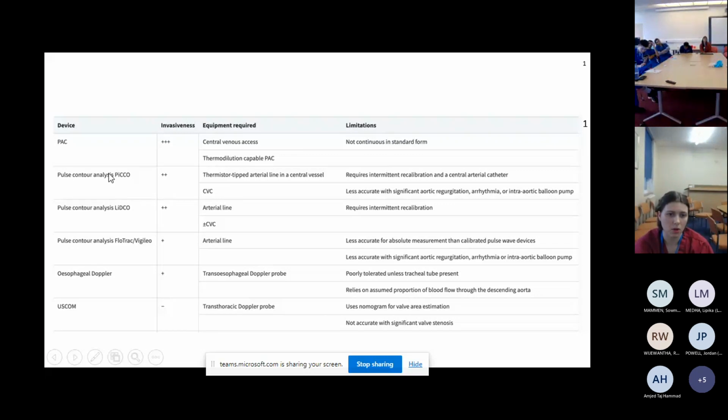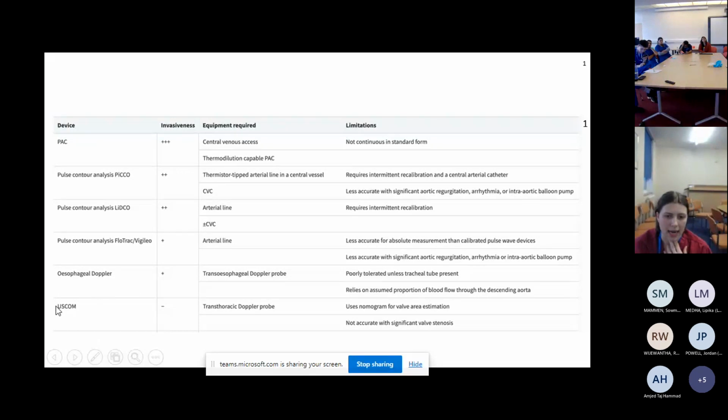Then we have our pulse contour analysis methods, ranging from most invasive to least invasive. These can provide continuous readings of the cardiac output, but require calibration, and are also subject to inaccuracy in things like aortic regurgitation and arrhythmias. And then with the FlowTrack, it was shown to be not that accurate in comparison to the pulmonary artery catheter.